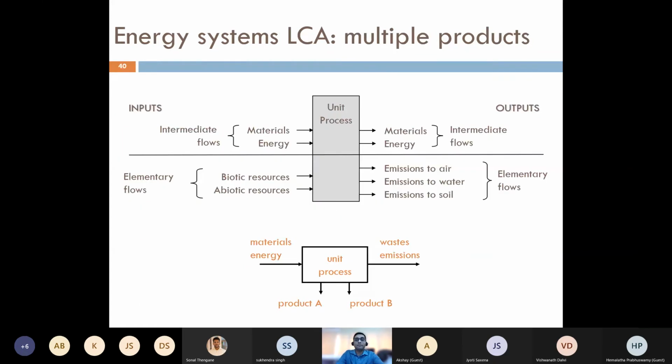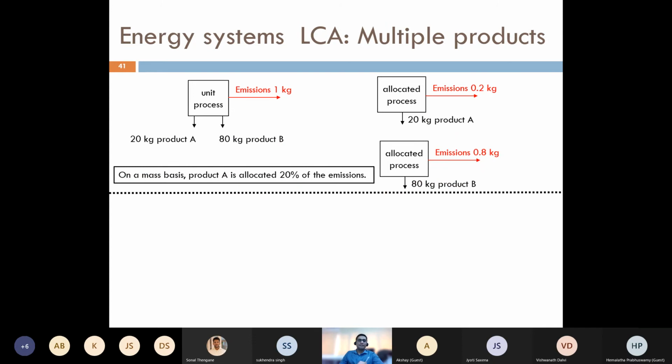Then comes the aspect of multiple products. Rarely would you see that any biomass process is giving you just one product. It would have plenty of products, and that's where the concept of biorefinery comes in. Biorefinery means there are multiple products. So let's take an example. Say I have a unit process which is giving me 20 kgs of a product A and 80 kgs of a product B, and the emissions are 1 kg for the total process.